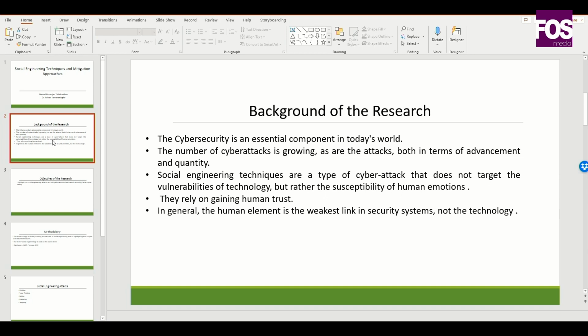Social engineering attacks are a type of cyber attack that does not target the vulnerabilities of the technology. Instead, they exploit human emotions and human psychology. Basically, the attackers will persuade you to do something, and then they will gain information through that. They basically rely on gaining human trust, as I explained. In general, the human element is the weakest link in the security system of the technology.